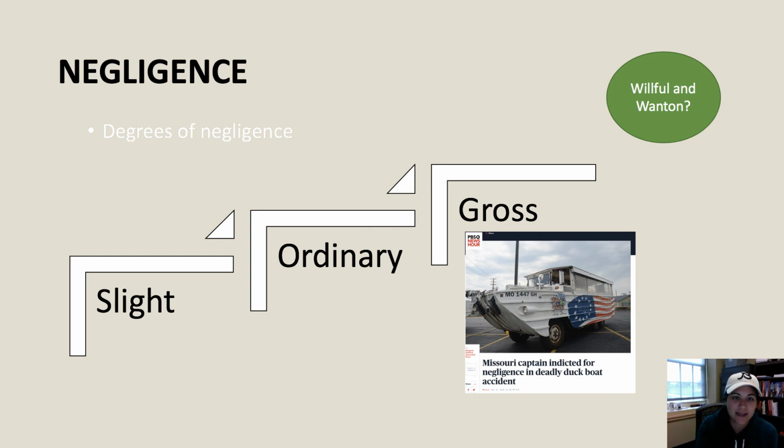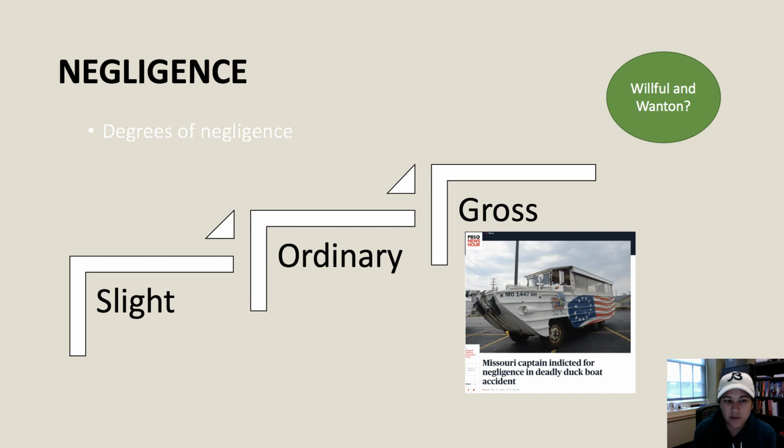So it could be slight, meaning that the injuries caused were pretty limited. Maybe someone left a puddle of water on the floor at a rock climbing gym and someone slipped and twisted their ankle. And that's probably going to be considered slight negligence, right? It was something that wasn't severe, didn't cause too severe of an injury, and didn't create a situation that was going to cause a lot of harm potentially. So that's slight negligence.